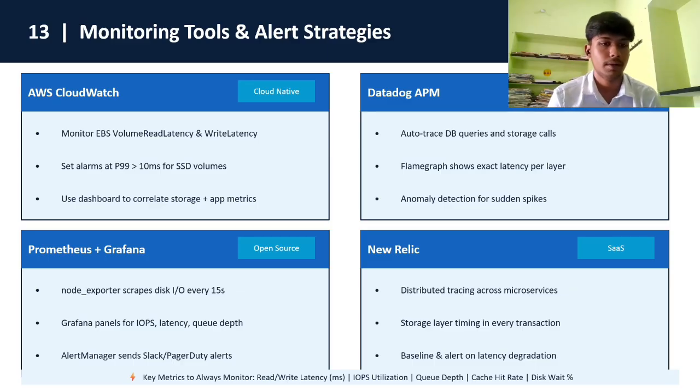Prometheus plus Grafana, which is open source. Node exporters grab disk I/O every 15 seconds. Grafana panels show IOPS, latency and queue depth. Alertmanager sends Slack or PagerDuty alerts. And New Relic gives distributed tracing across microservices, with storage layer timing in every transaction. Baseline and alert on latency deviation, which is software as a service.